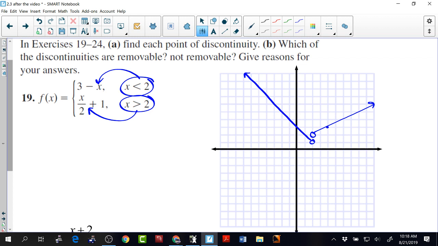Find each point of discontinuity. Well, the only potential point of discontinuity is at x equals 2. Everything else is a line. Lines are continuous. That's not a problem. x equals 2 is a point of discontinuity. B, which of the discontinuities are removable? None. This is a jump discontinuity, not removable. How about not removable? x equals 2. Why is this none? Because we have a jump discontinuity at x equals 2.